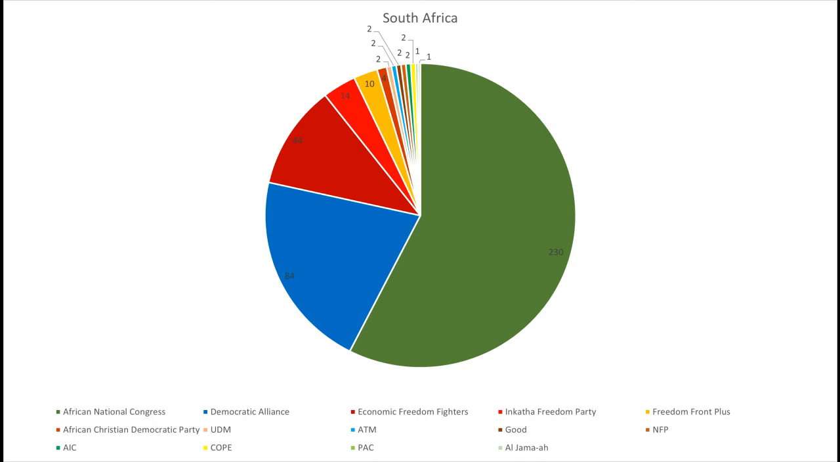These parties are often small breakoffs of the larger parties and appeal to a very small substrata of the South African population. They really aren't able to challenge the ANC or even other opposition parties, but they do have potential for some growth.